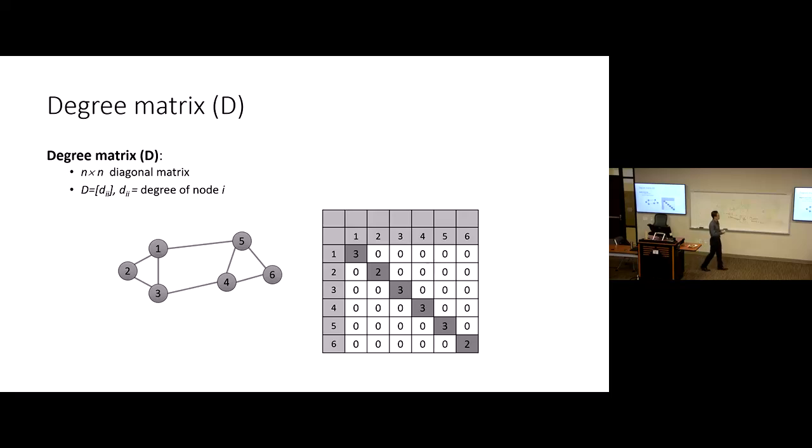Then we will have a so-called degree matrix. The degree matrix will look something like this. It is all zeros, and only the diagonal positions have values. Those values indicate how many links each node has. So node 1 has 3 links. Node 1 is connected with 2, 3, and 5, so you put 3 here. And node 2 has 2 links, so you put 2 here.